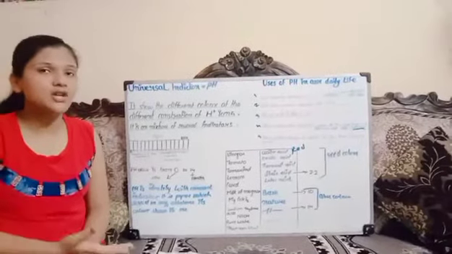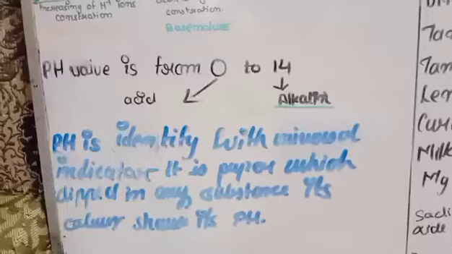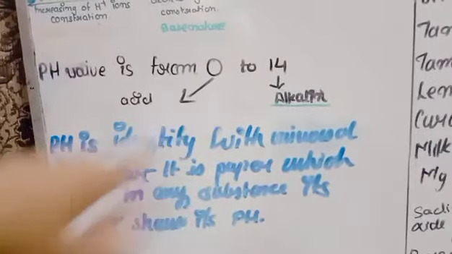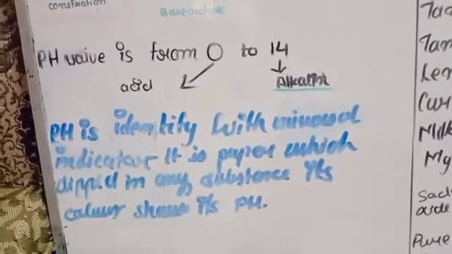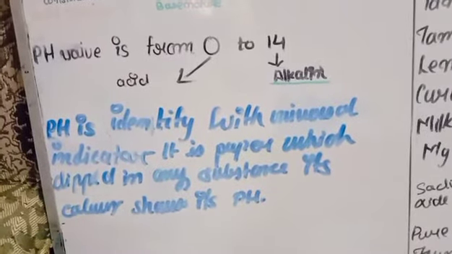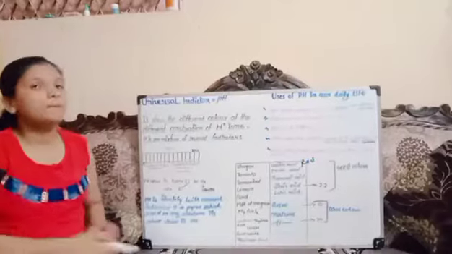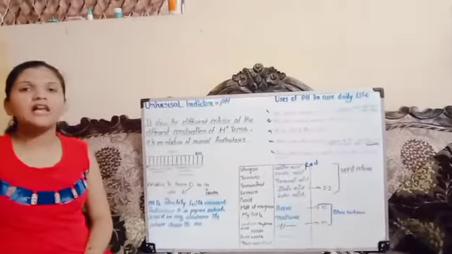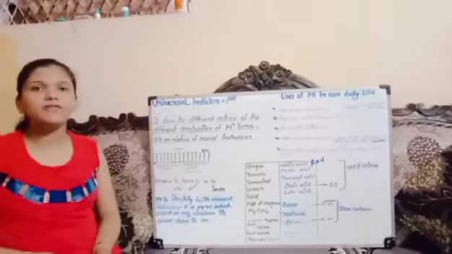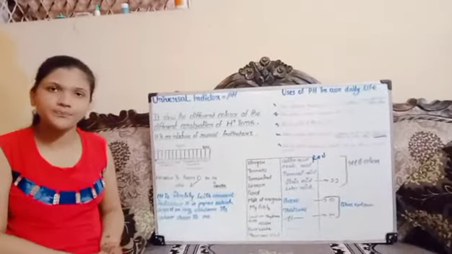Now there is one question: how do we identify the pH? So pH is identified with a universal indicator. It is a paper which is dipped in any substance. By its color it shows its pH. When we put any substance on that pH paper, whatever color it gives, from that color we know the nature of the substance.